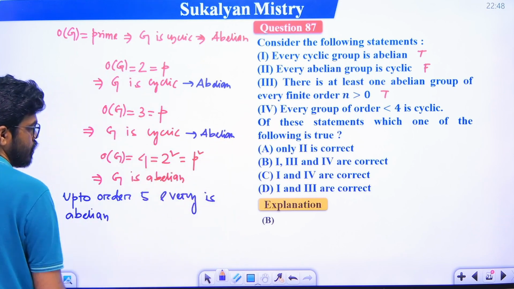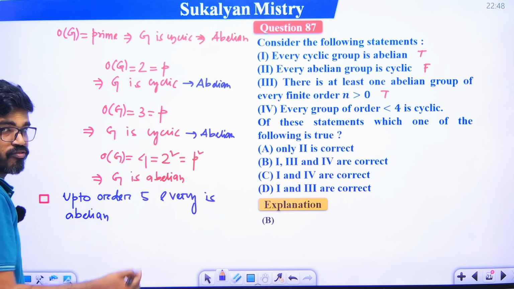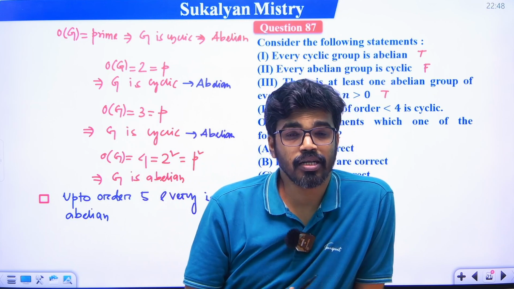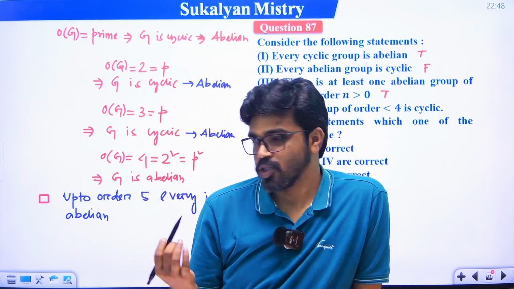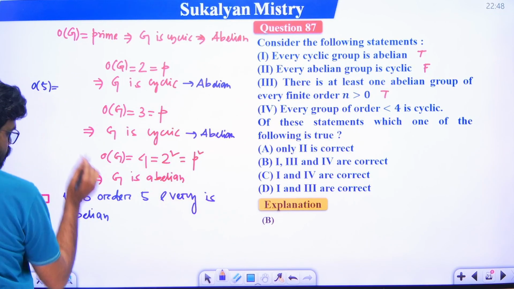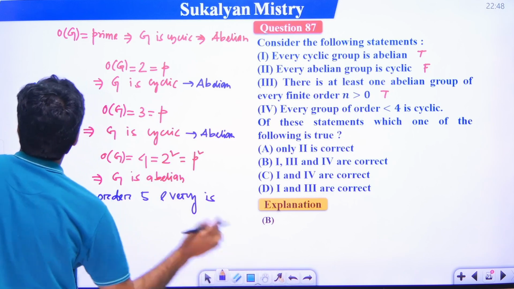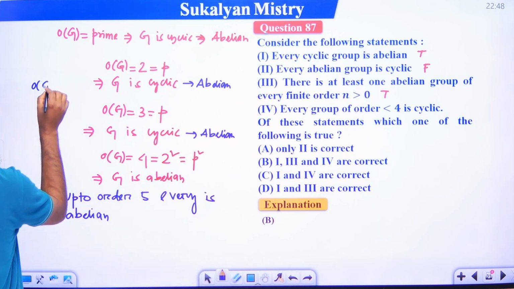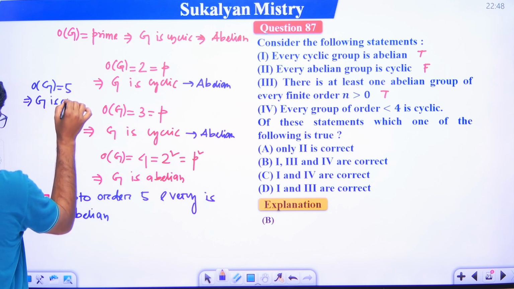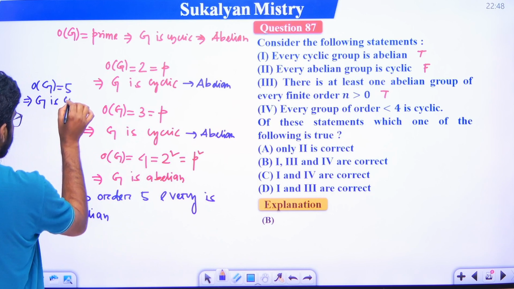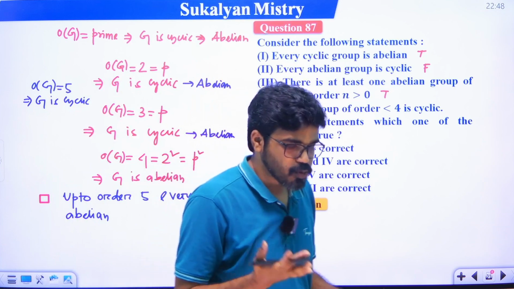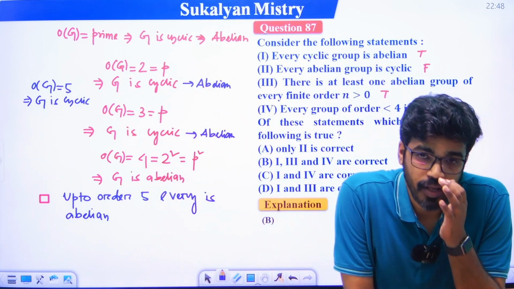Order 4 is abelian. If the order is 5, 5 is a prime number, so every group of prime order is cyclic. Again, cyclic is abelian. So if the order of G is 5, then G is cyclic, and again cyclic implies abelian. So we conclude that up to order 5 every group is abelian.